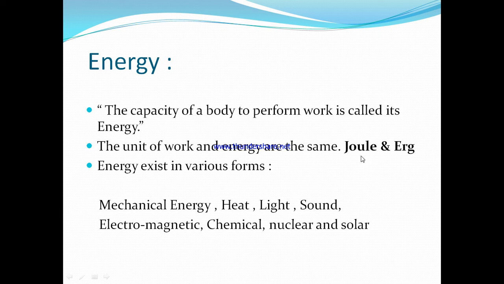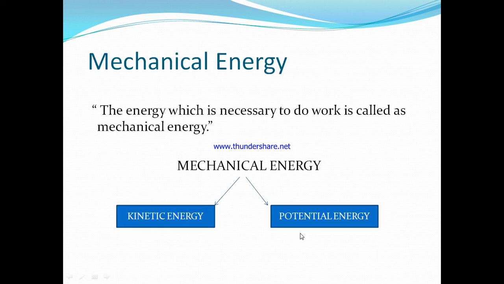In the MKS case, the energy will be measured in joule, while in the CGS case, the energy will be measured in erg. Energy exists in various forms. ऊर्जा वेगवेगळ्या स्वरूपामध्ये आपल्याला पाहायला मिळते. Which are those forms? One is the mechanical energy. Second one is heat energy, light energy, sound energy, electromagnetic energy, chemical energy, nuclear and solar energy. These are the forms of energy. Out of which in this chapter we are studying about the mechanical energy.